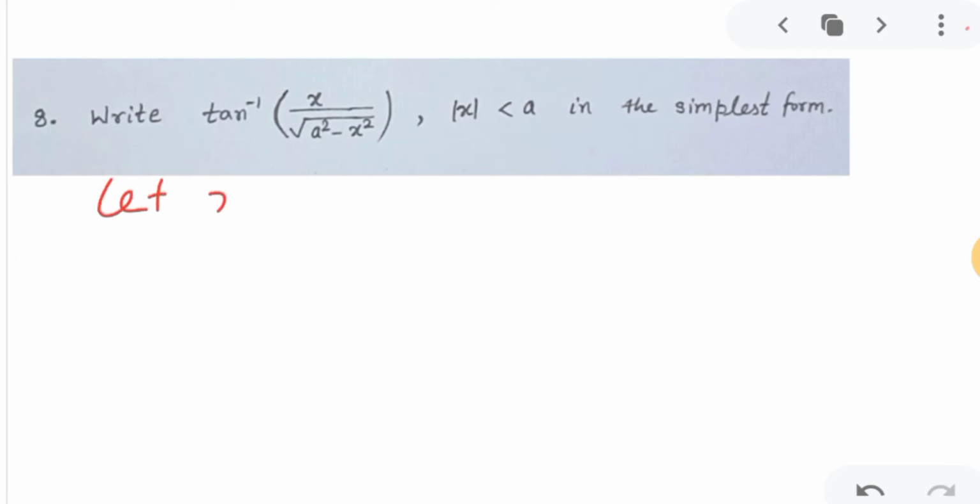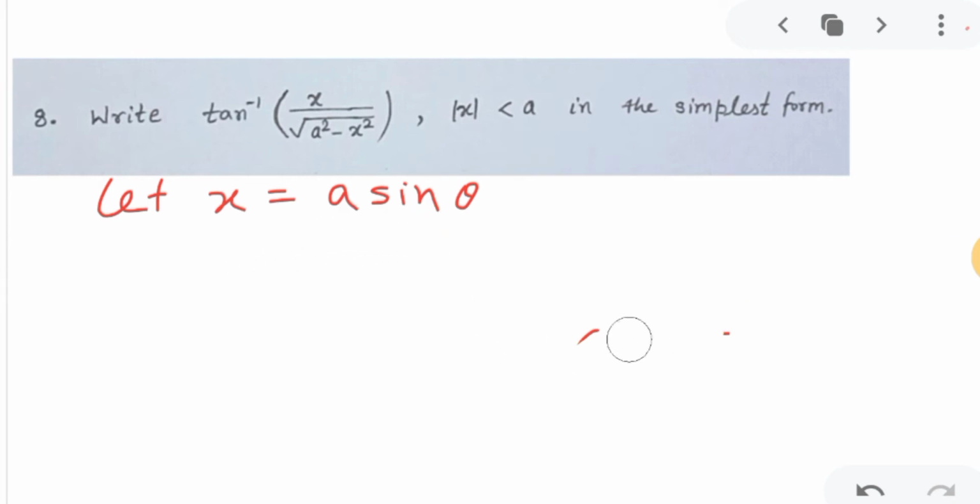Let x be equal to... this is a square minus x square term. So how will I guess what we have to take, x as tan theta, x as cos theta, x as sin theta? So what can we take? Since here it is a square minus x square, if I am taking x as a sin theta... when you solve few questions, then you will understand what you have to take. So suppose I am taking x as a sin theta.